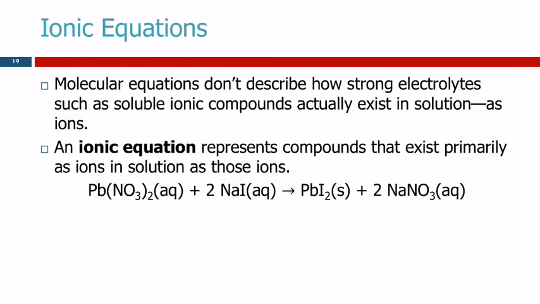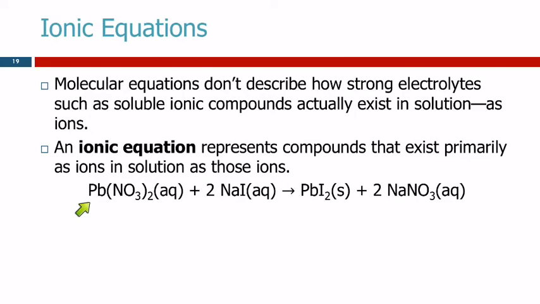So the molecular equations don't describe how the strong electrolytes dissociate into ions. And so we have another type of equation that does. It's called an ionic equation. Instead of showing molecules or formula units, it shows the ions. So it represents compounds that exist primarily as ions in solution as the ions in solution. So here is our example molecular equation.